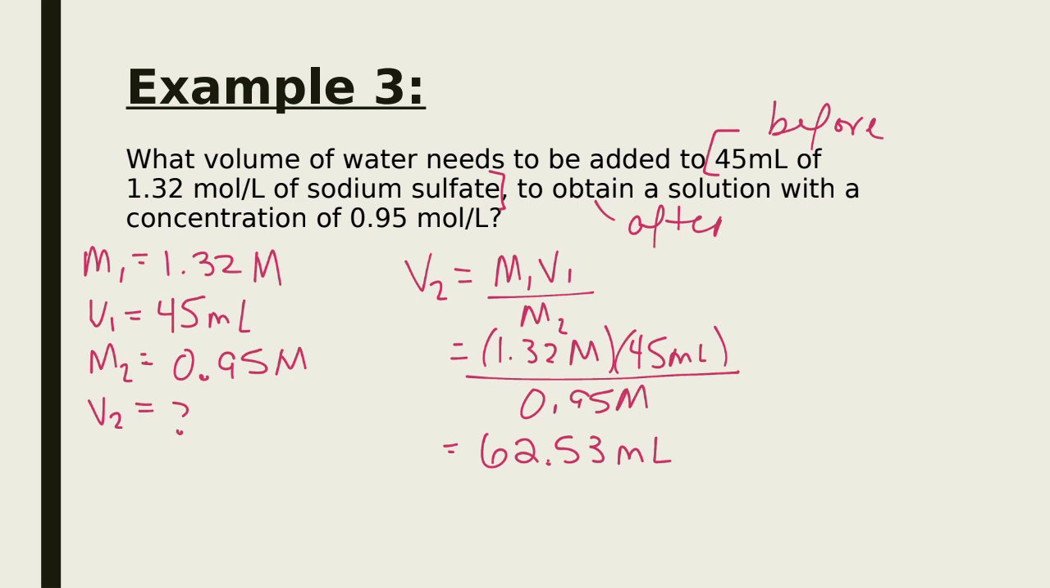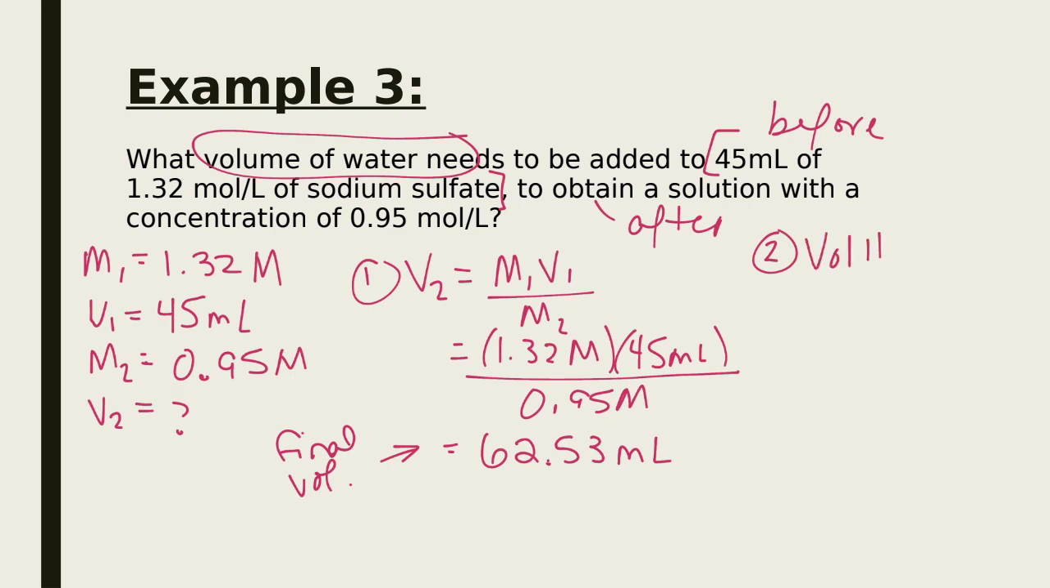But the thing is here, this is not the final answer because it's saying what volume of water needs to be added. So this here is the final volume of my solution. I need to figure out how much water. So I still have to do, I'm going to number, right? Because I have to do a second step. My volume of water is going to be the difference between that initial volume of stock solution and this final volume of the diluted solution.